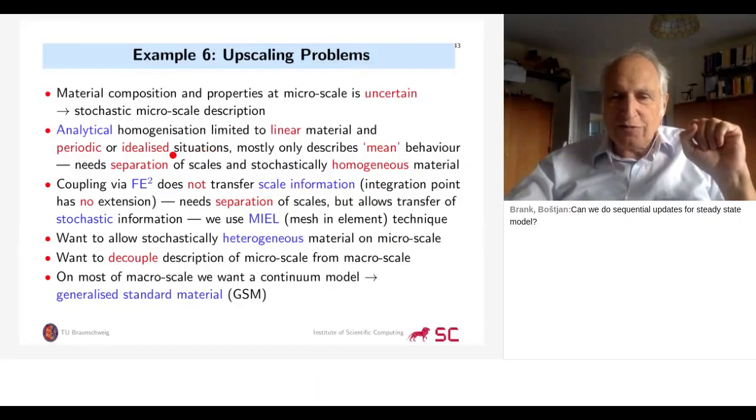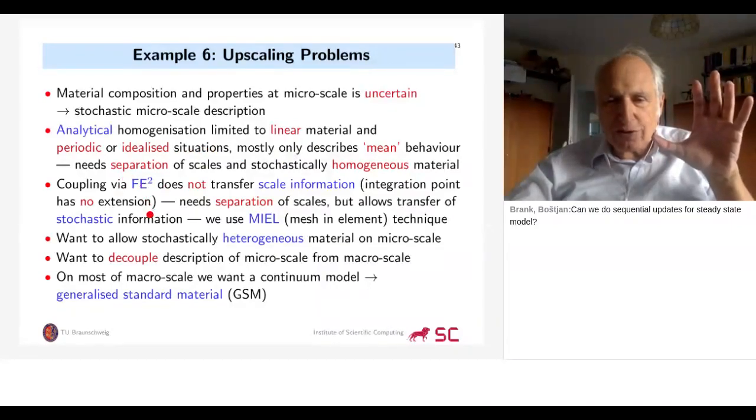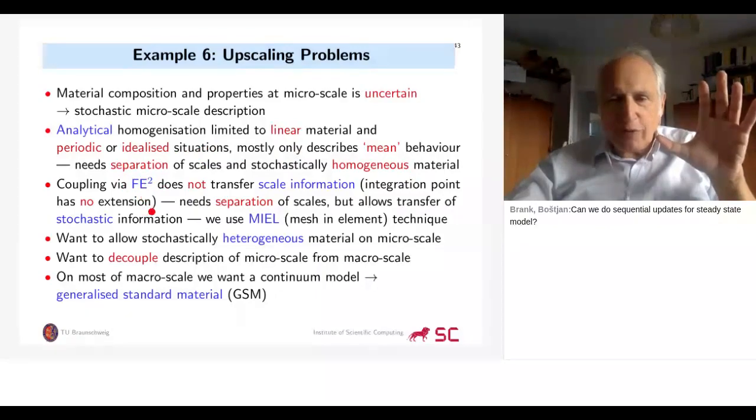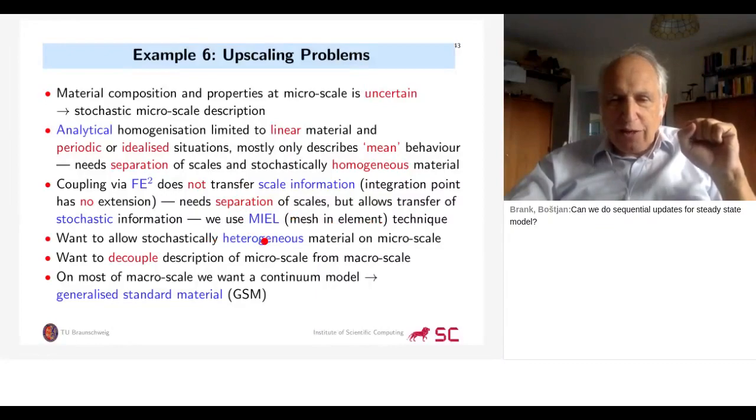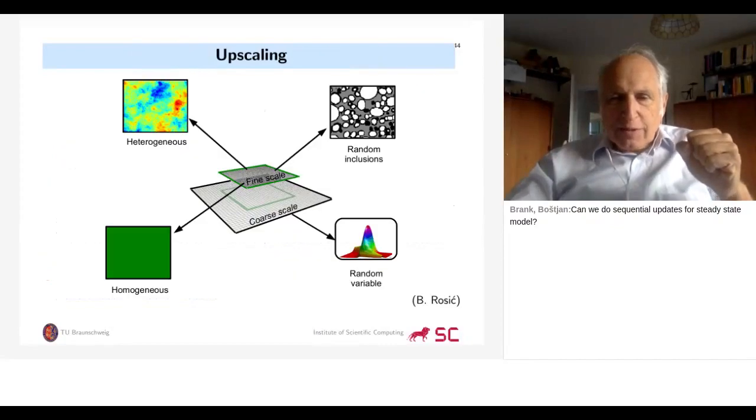Now, if we have things where the analytical homogenization doesn't work, there's different ways of doing it. One is to couple a micro model and a macro model at Gaussian scales by FE squared. Some of them you have seen, but that doesn't transfer scale information. That's why we use an approach, done together with Professor Ibrahim Begovic and his students, that we call Miel. So this is a mesh and element technique. With this, we allow stochastically heterogeneous material on the micro scale, and we want to decouple and find the parameters on the macro scale, and we use Bayesian identification to identify the macro scale.